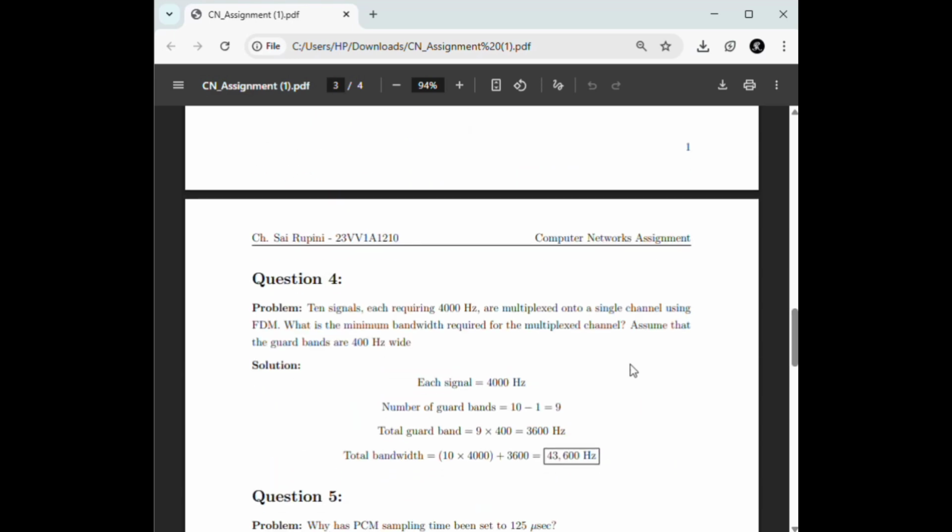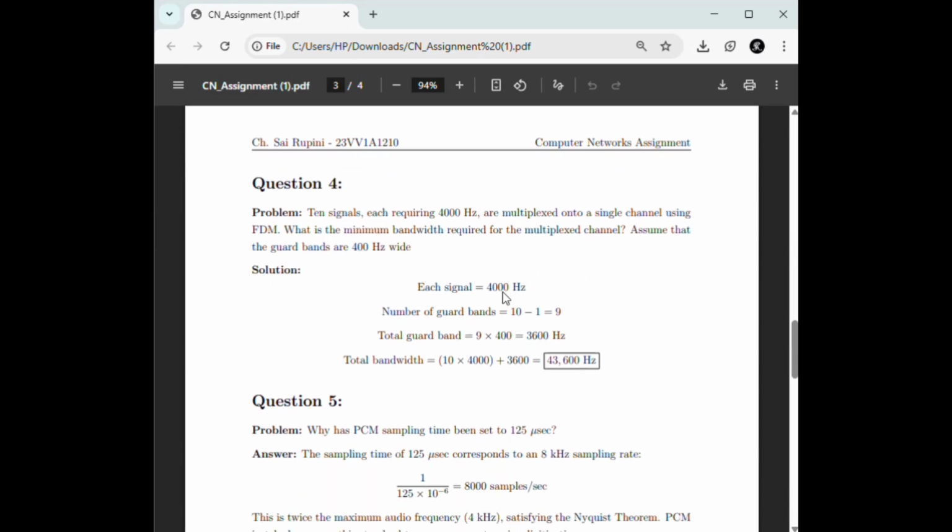Question 4: 10 signals, each requiring 4000 Hz, are multiplexed onto a single channel using FDM. What is the minimum bandwidth required for the multiplexed channel? Assume that the guard bands are 400 Hz wide. Here each signal is 4000 Hz and the number of guard bands is 1 less than the number of signals, which is 9. Total guard band width is 9 into 400, which is 3600 Hz. Total bandwidth is 43,600 Hz.